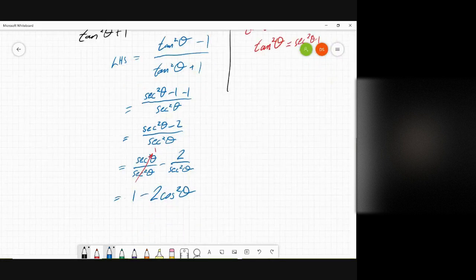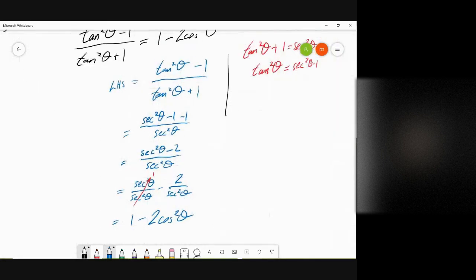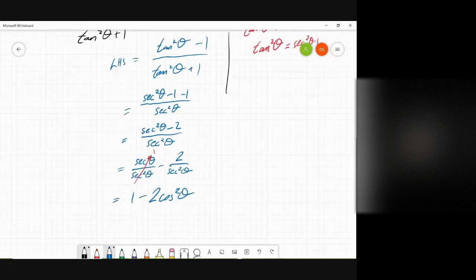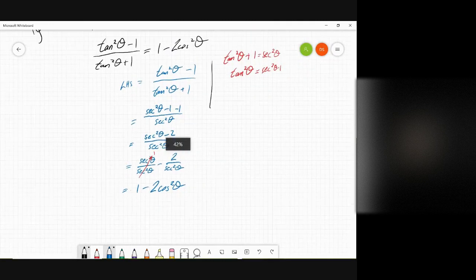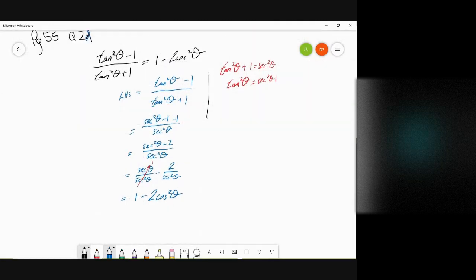And hey, look. What's really interesting? It's the right-hand side. It's the right-hand side.